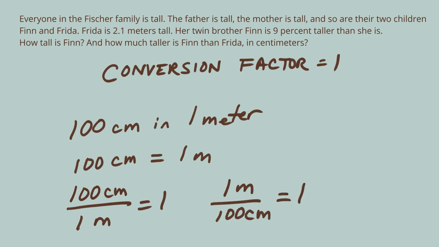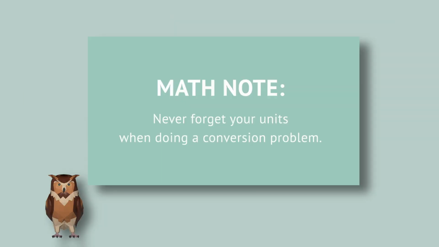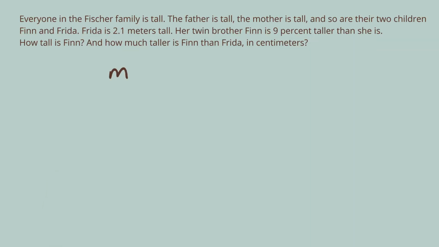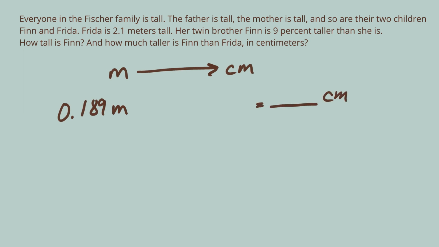Which of these fractions should we use as our conversion factor in this problem? You'll know which one to use by looking at the units. Never forget your units when you are doing a conversion problem. We're starting with meters, and we want to end up with centimeters. We will write 0.189 meters and leave a space, and then write a blank and centimeters at the end. 0.189 meters times our conversion factor equals some number of centimeters.